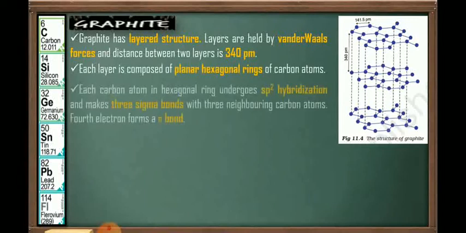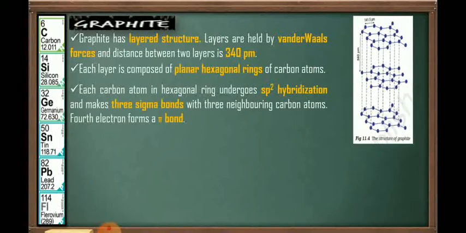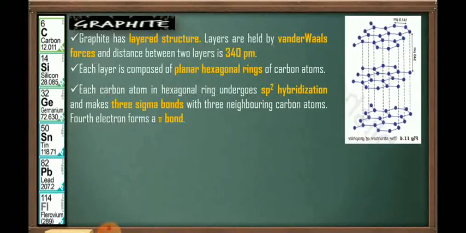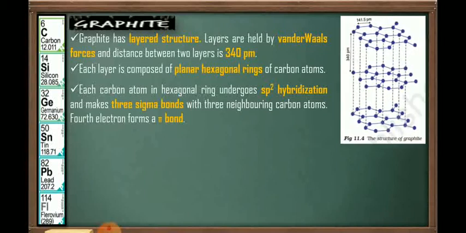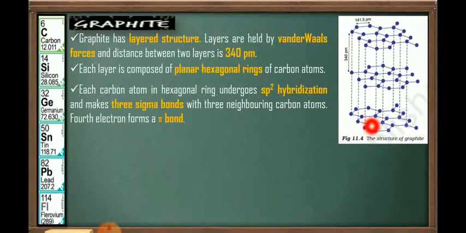Hence graphite has a two-dimensional layered structure. And each layer is composed of planar hexagonal rings of carbon atoms. Okay, so now there are layers, and in each layer what is there? In each layer, hexagonal rings of carbon atoms are there. 6-membered rings of carbon atoms are there.